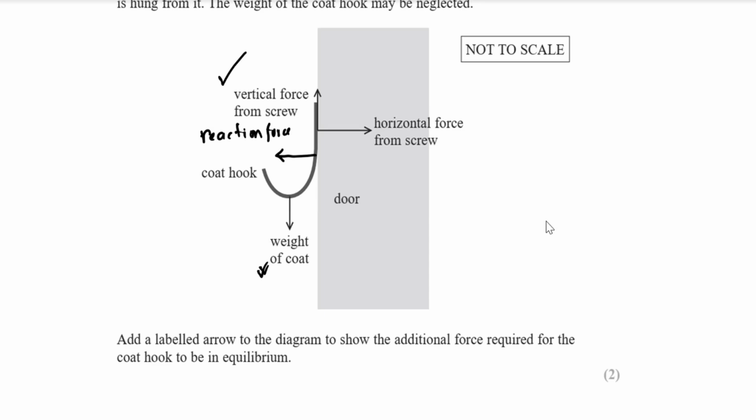On the other hand, anti-clockwise moment, and their horizontal force. So when any object is in balance or in equilibrium, then their horizontal force and vertical force both must be balanced. So there is a horizontal force from the screw, so we need a reaction force to the left direction. There is a weight of the coat which acts downwards, so there is a vertical force from the screw. So all forces are balanced here.